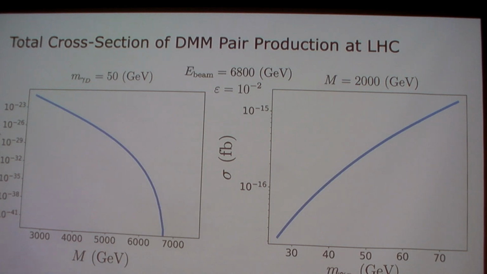Which wins you more in the cross-section, decreasing the monopole mass or increasing the dark photon mass? Say that again? Which gets you a bigger cross-section, decreasing the monopole mass by a factor of 2 or increasing the dark photon mass by a factor of 2? So this is 4, so it's 16.